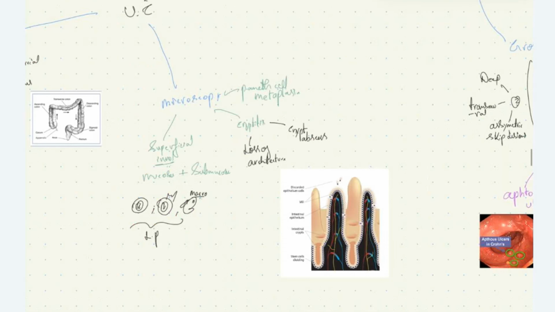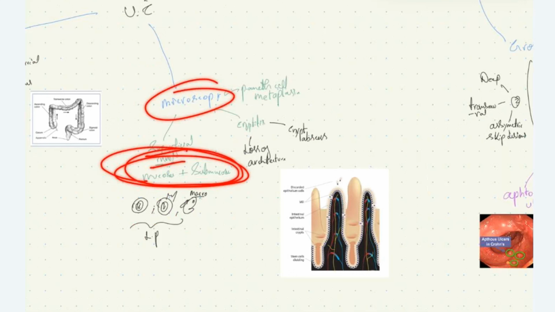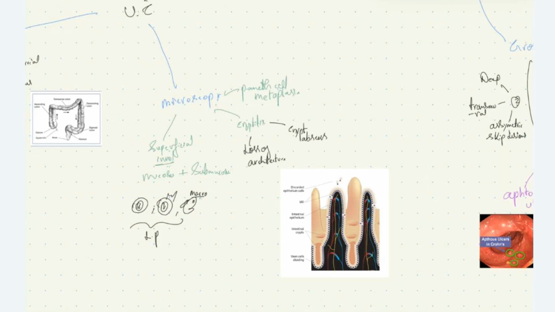On microscopy, we see superficial involvement, that is the mucosa and submucosa infiltrated with T cells, B cells, plasma cells, and macrophages in the lamina propria. And also we see cryptitis with loss of crypt architecture with Paneth cell metaplasia.